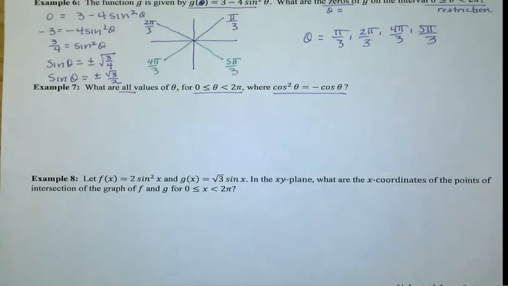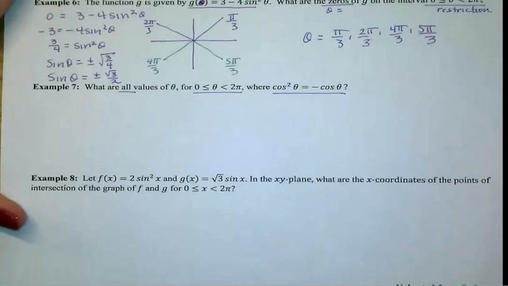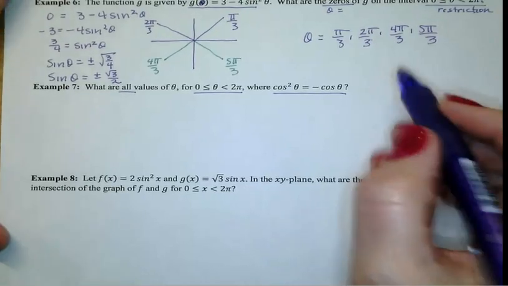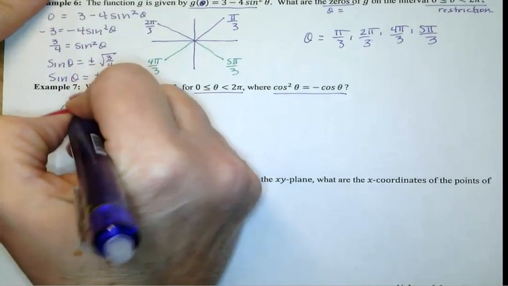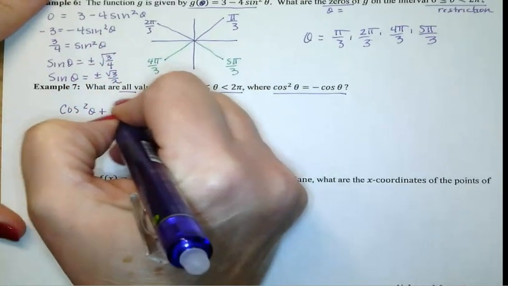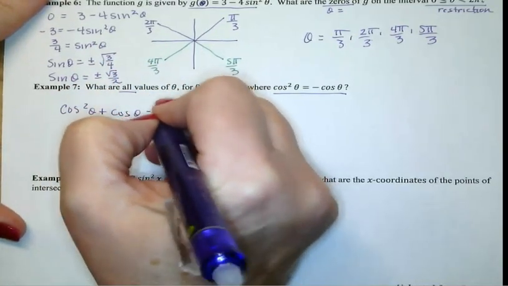So the problem with this one is I can't move one trig function to one side or the other and have it isolated, because I have more than one trig function. So in a situation like this, we're going to move everything to the same side. So we're going to have cosine squared theta plus cosine theta equals 0.